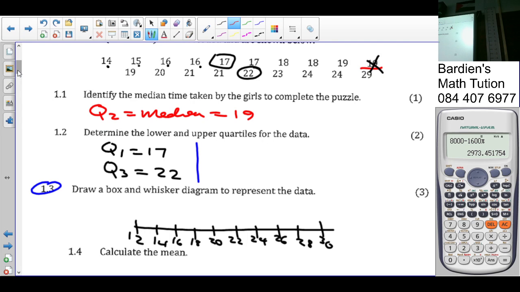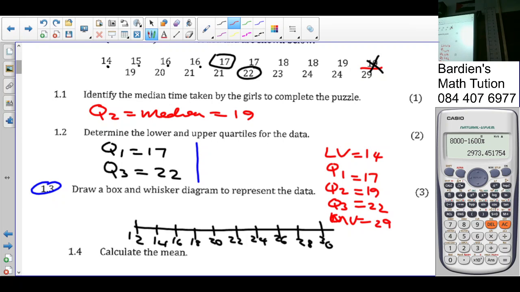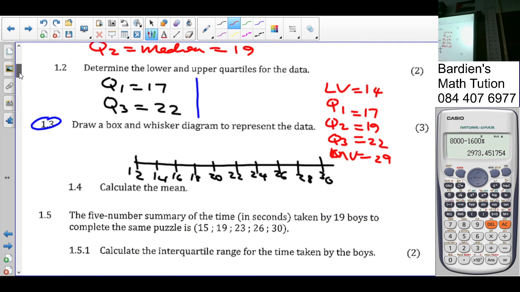For the box and whisker, I need the 5-number summary, which is your lowest value, quartile 1, quartile 2, which is your median, quartile 3, and your maximum value, or your highest value. Your lowest value we know is 14, quartile 1 is 17, quartile 2 is 19, quartile 3 is 22, and the maximum value is 29. If they'd asked you to write down the 5-number summary, those are the 5 numbers you would have written down.